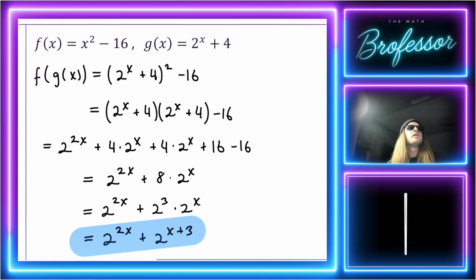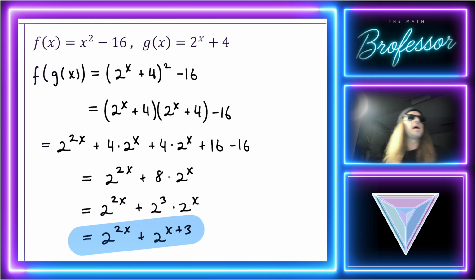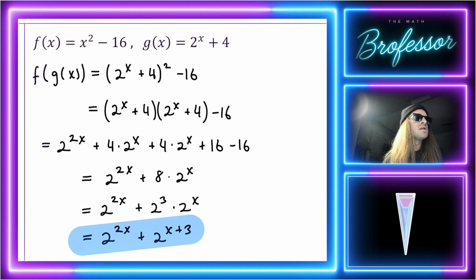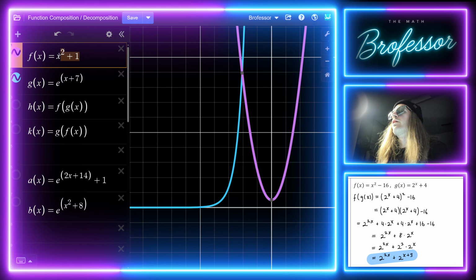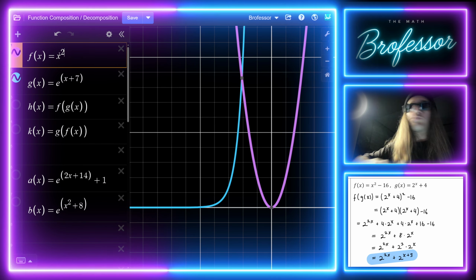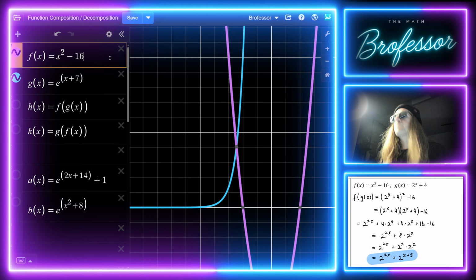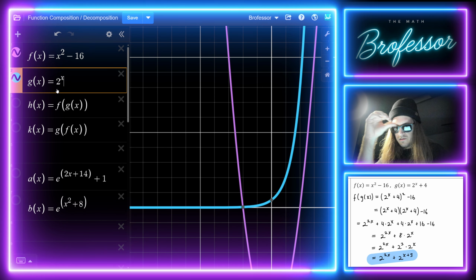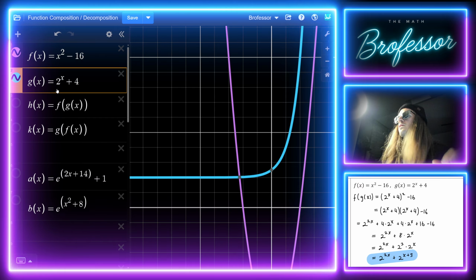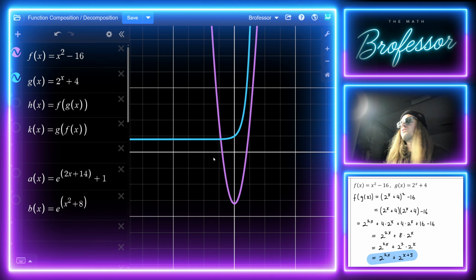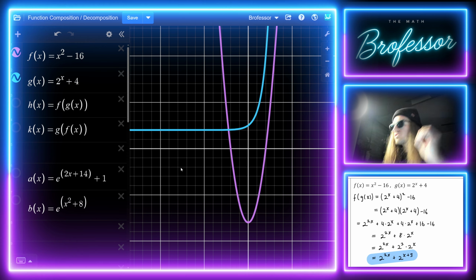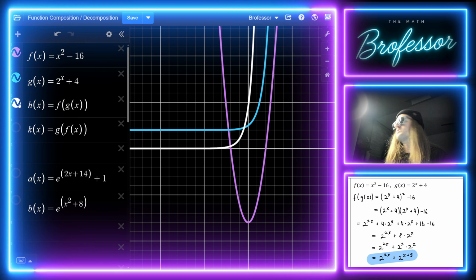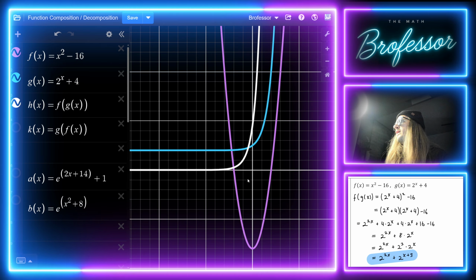All right. That was a good one. So let's pause. We haven't done g of f yet, but there's f of g. Let's check it. A lot could have gone wrong there. So we have x squared minus 16, 2 to the x plus 4 right there. And okay, so that's what these graphs look like. The purple is quadratic, the blue is exponential, and the composition of these functions is right there, some exponential looking thing. And let's check, is that consistent?